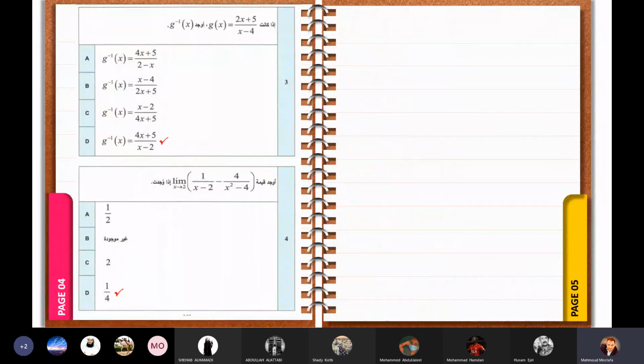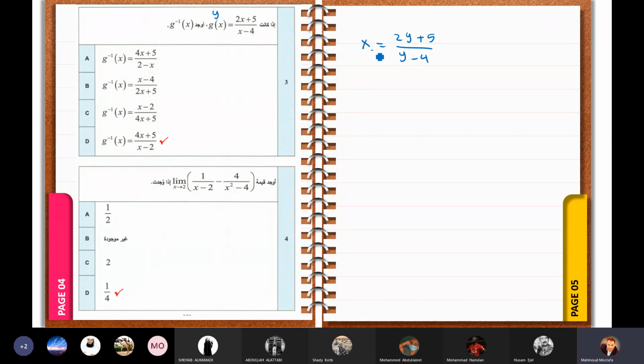Next one. Maybe the answer is ready here, but how to find the inverse of g? Sorry, inverse of g at x. Just at x. Which x and y? Replace x and y. Here it will be x equal 2y plus 5, y minus 4. This one is y, of course, and this is x, as you see. We replace x and y. So, solve now for y.